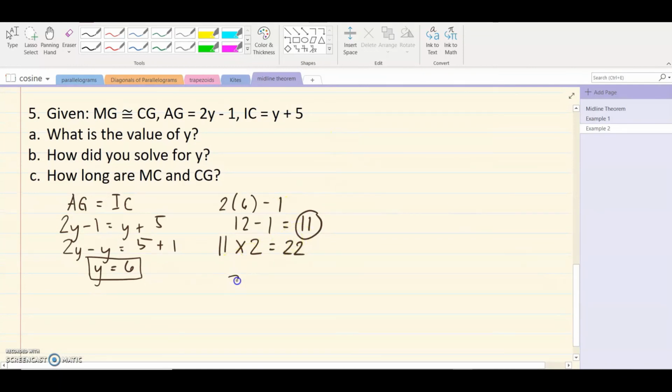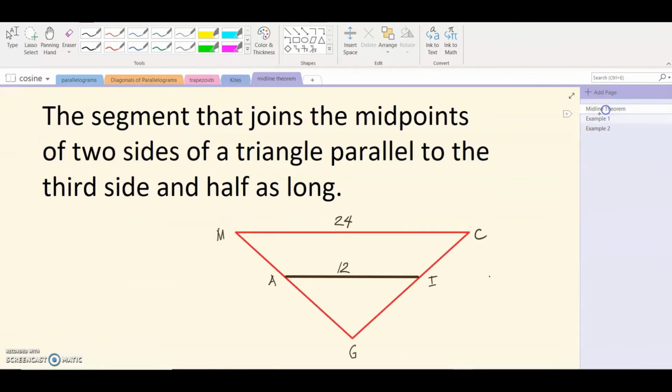So 22 for MC, that is also for CG. Since for letter C, we are asked how long are MC and CG. So that is 22. So the answer is 22. Okay. So those are the different examples on how to apply the midline theorem.